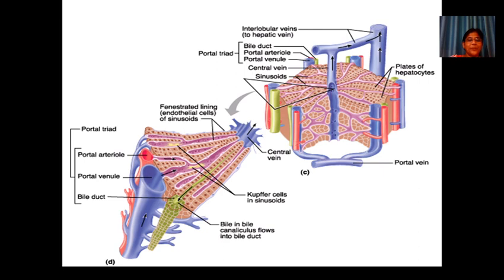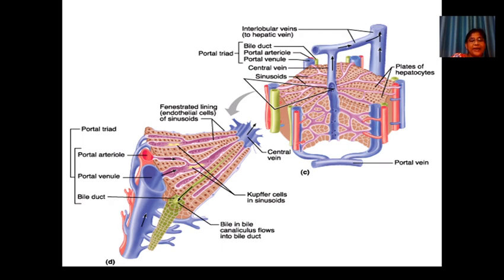Okay, these are all present in sinusoids, and the function of these Kupffer cells is digestion of foreign material and digestion and destruction of worn out blood cells. Okay, that is an important thing. And then you are seeing this central vein. And next one you are seeing here is bile canaliculi.